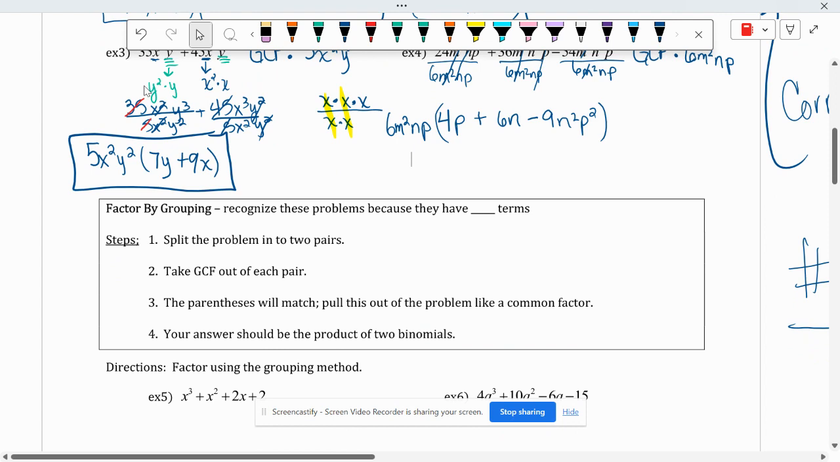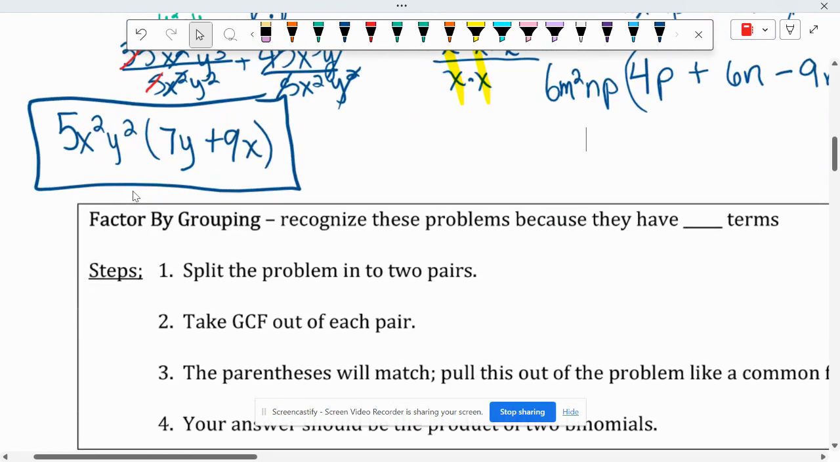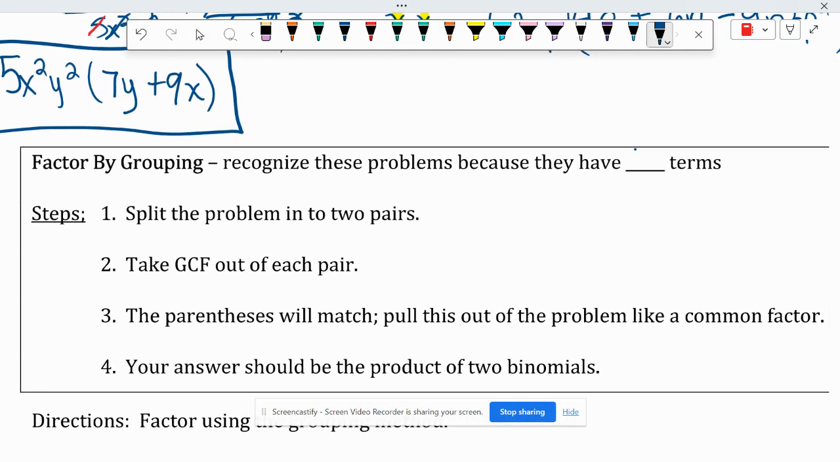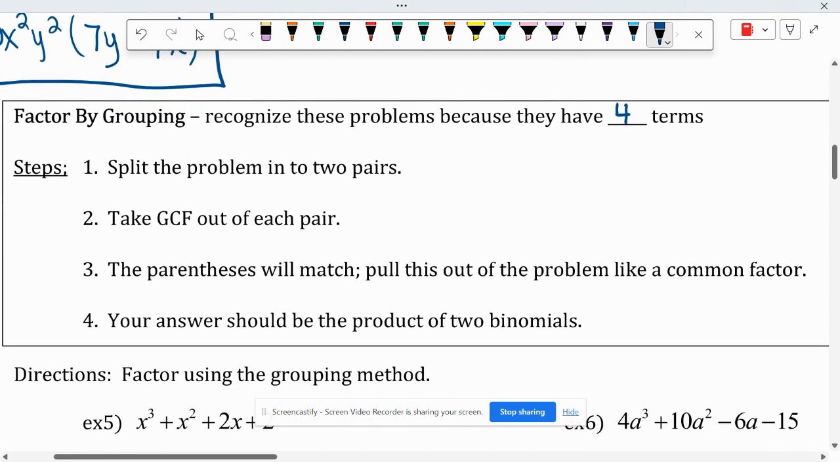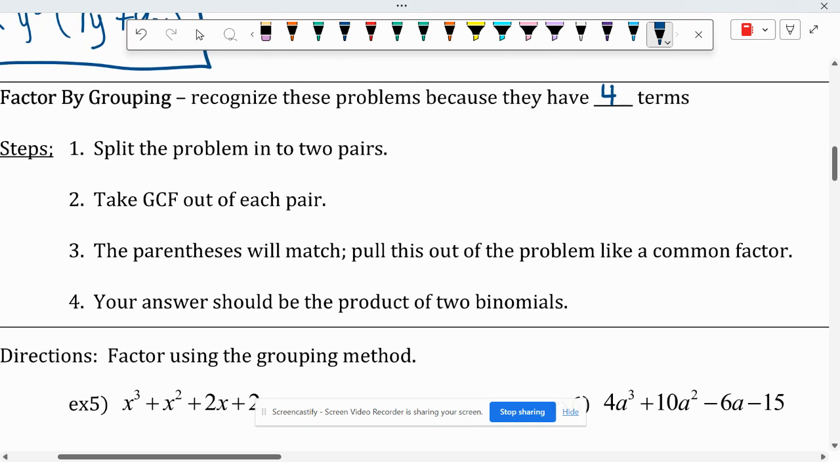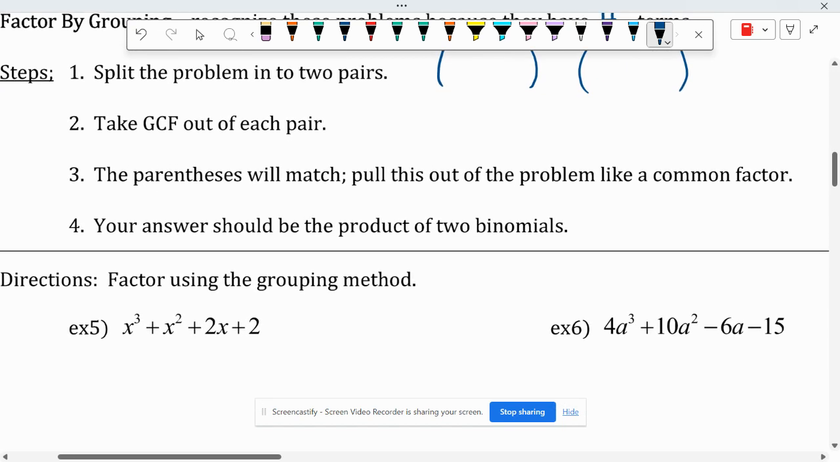Here we go. Factor by grouping. So we recognize that we need to factor by grouping because the problems have 4 terms. That's when we know that we need to factor by grouping. I'm unfreezing. So when we factor by grouping, we split the problem into 2 pairs and we put them in parentheses. And then we just take a GCF out of each pair.